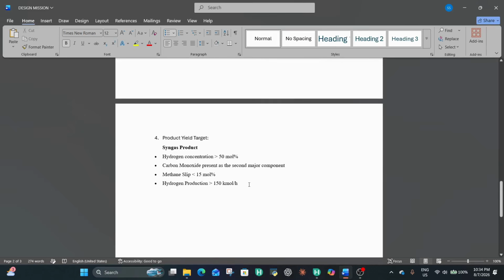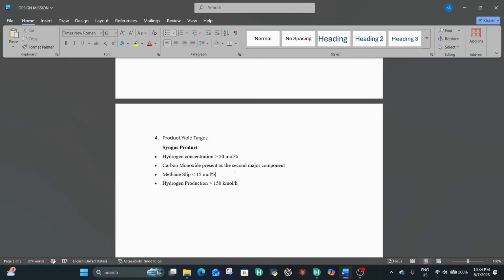Product yield target: the syngas product is going to be hydrogen rich, of course, so it's going to be greater than 50% in terms of concentration. The second most concentrated component we're expecting in our syngas stream is going to be carbon monoxide. And we're expected to have a methane slip of less than 15%. Basically, methane slip means unreacted methane after the ATR process. And hydrogen production in terms of flow rate is going to be more than 150 kilomole per hour.